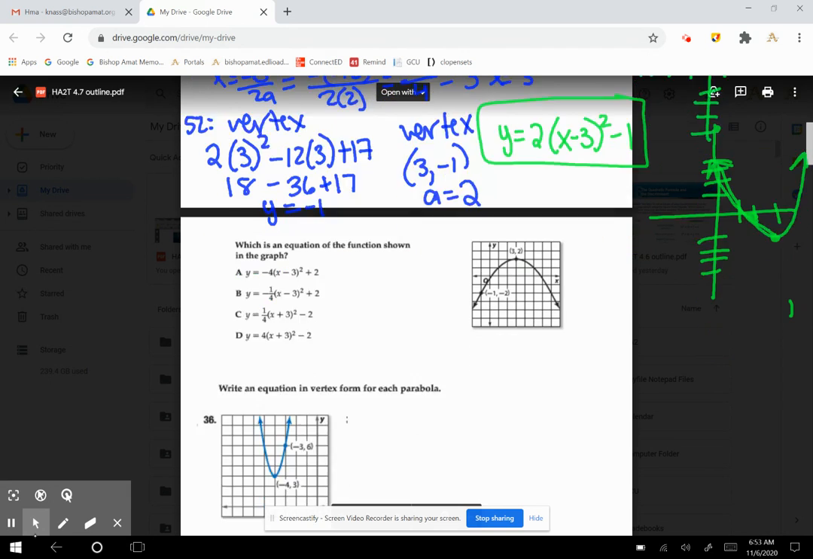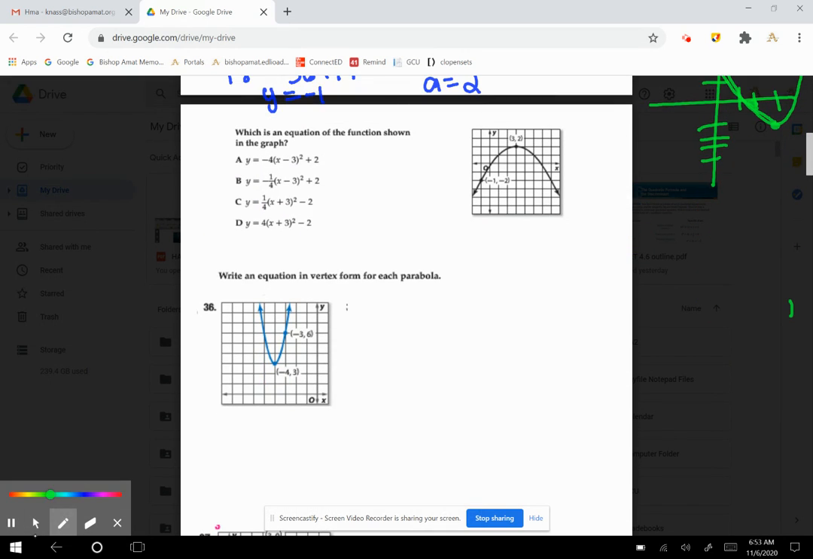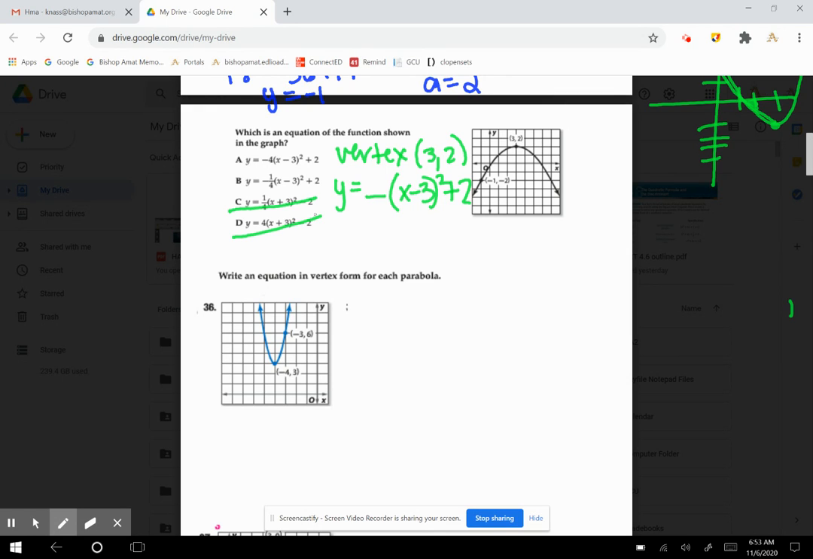Okay, this one here, which equation fits? So you need the vertex. Our vertex is 3, 2. So that would be y equals, we don't know, a(x minus 3) squared plus 2. So you could start eliminating stuff, right? It's not going to be this one. It won't be this one. Now this is upside down, so your a does need to be a negative number, but we need to figure that out. So is it 4 or is it negative 1/4?